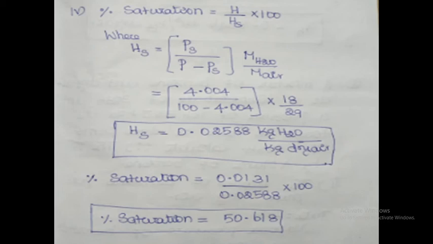HS is nothing but absolute humidity at saturation condition, 0.02588, unit of saturation humidity: kg of water divided by kg of dry air. Are you clear or not? Once you know the capital H and HS values, substitute in this formula and find percentage saturation. Percentage saturation is equal to capital H by HS into 100. Finally we get 50.618, that is equal to percentage saturation.